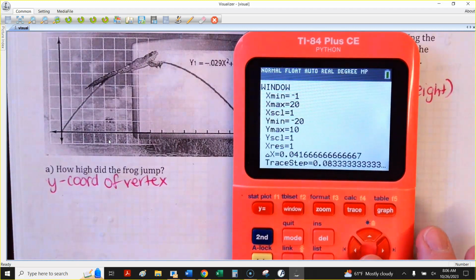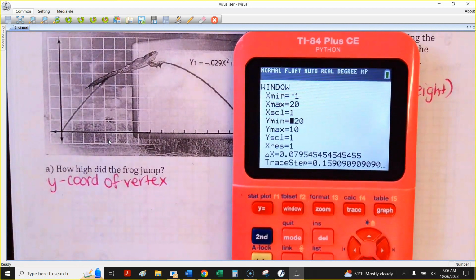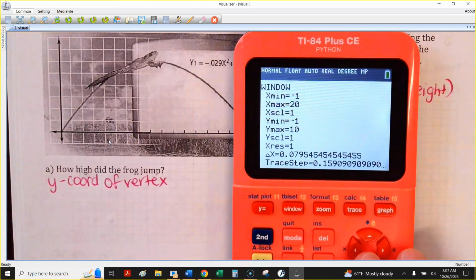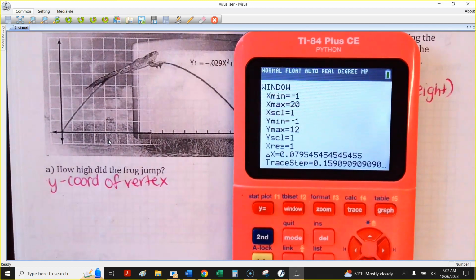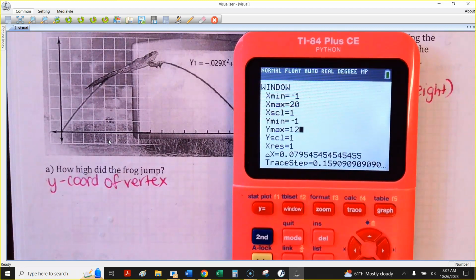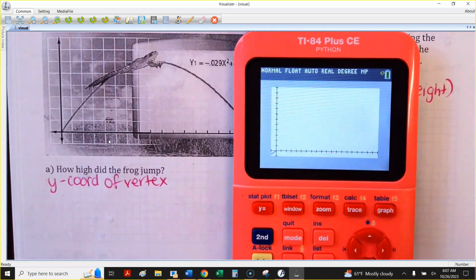All right, and then for the y minimum, I'm going to kind of do the same. They just show you just a little bit. I'm going to go -1 here for the y minimum. Use the negative key, not the minus sign. And then maybe I'll go up to like, I'll just put 12 there. You can make it bigger if you want to. I'm just going to try to see if we can get a good idea of the path. And then I'll hit graph and see.